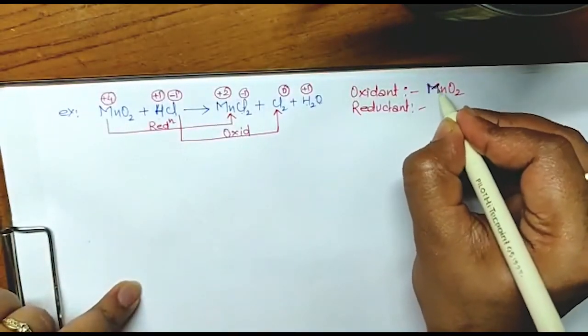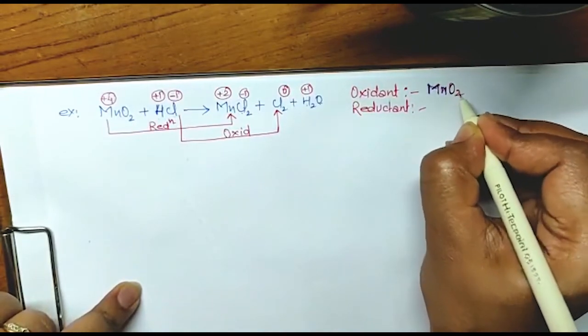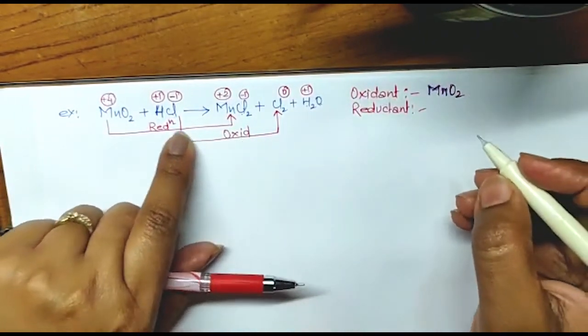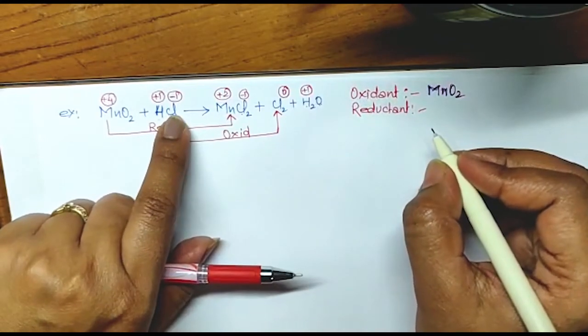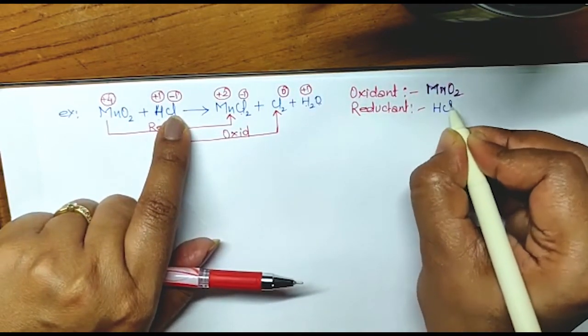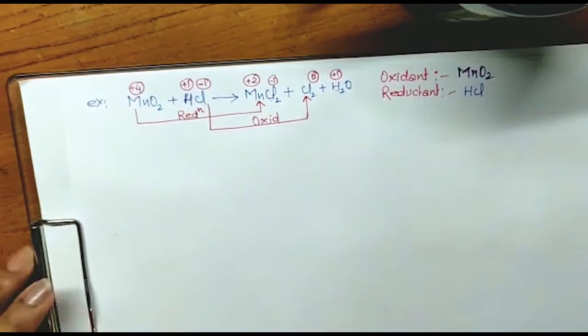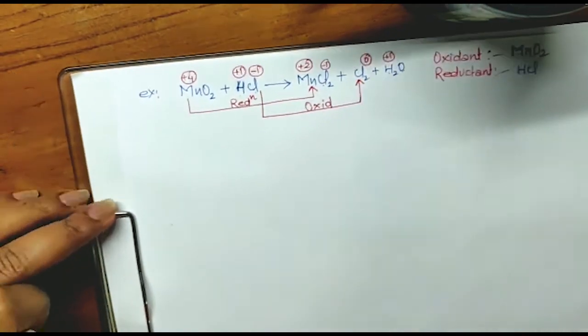You will answer the one which is undergoing oxidation. That means Cl minus. But you will not write Cl minus. What you will write? HCl. Isn't it? Clear? So let's do another example also.